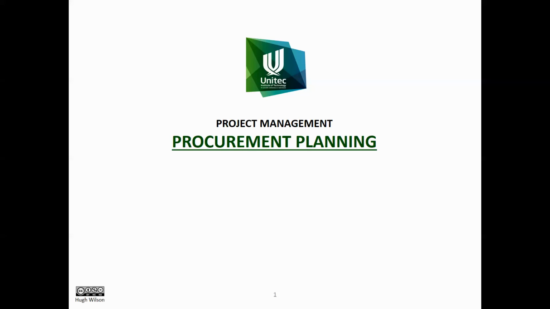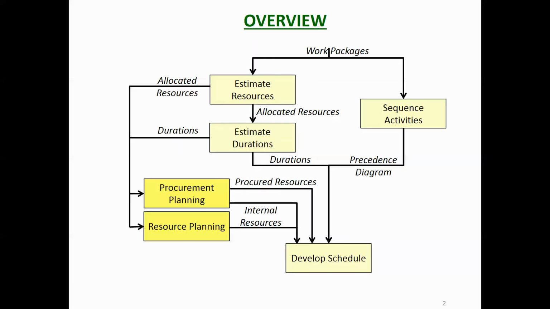In this video we're going to look at procurement planning. You recall from the previous video that there's the time planning processes. Out of estimating the resources comes the resources that we'd like to have for each work package. And what we do now is figure out how we're going to get those resources. You might be getting them internally, or you may be procuring them externally. So what we're looking at here is the procurement planning side of things.